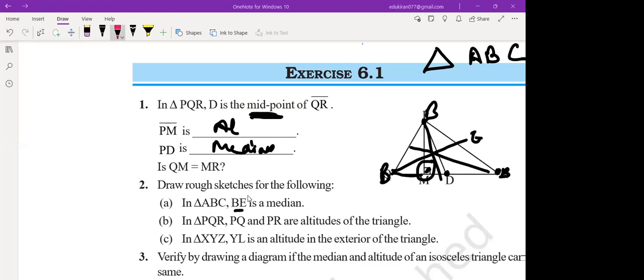Okay. Now this one also, you have to draw the rough diagram. And over there, you have to mention that BE is the median. So how will you show that? Okay.